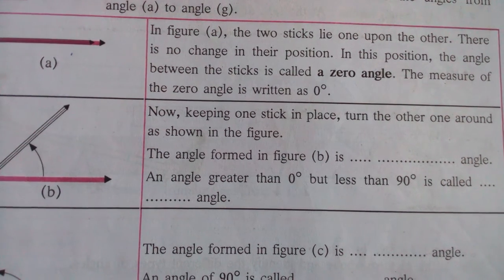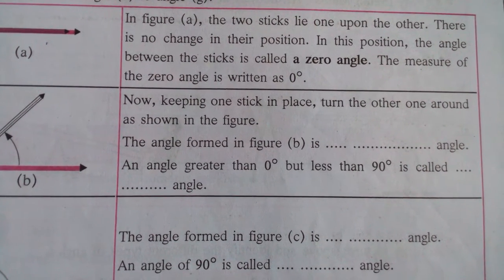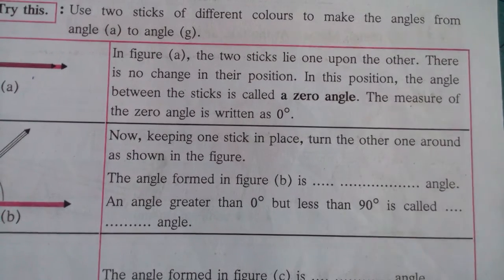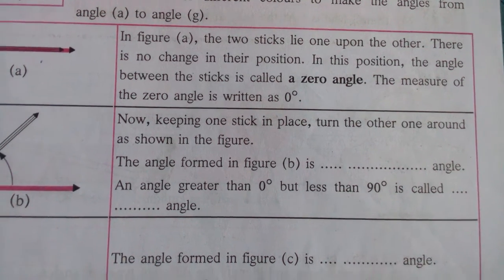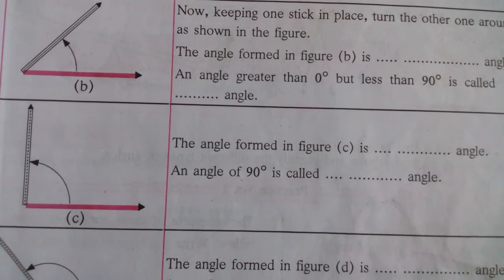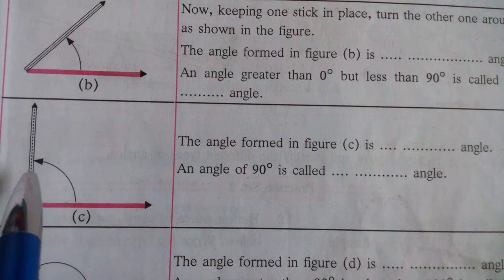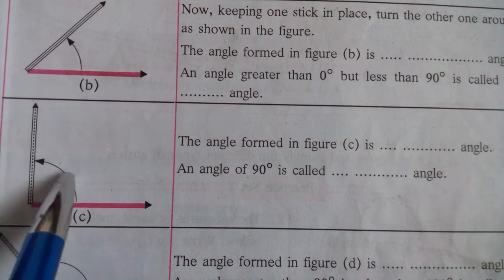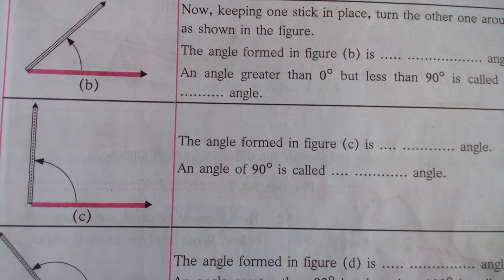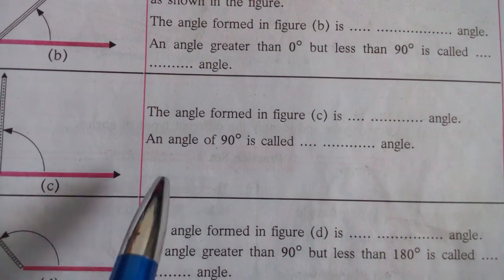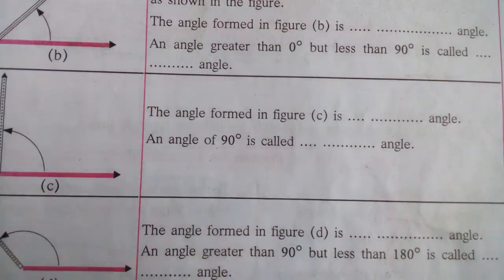Then tell me the definition of a right angle. Yes, an angle of 90 degree. Very good. An angle of 90 degree is called a right angle. See this figure, this is the right angle, an angle of 90 degree.